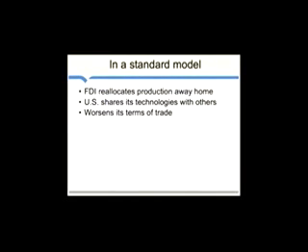Think of how this works, again sticking with a fairly standard model. Well, foreign direct investment reallocates production away from home, which to some extent can hurt the United States. It's also the case that by doing foreign direct investment, the United States, which is a technology leader, shares its technologies with others, and that helps the growth of other countries. And by sharing its technologies with others, the United States actually is worsening its own terms of trade.